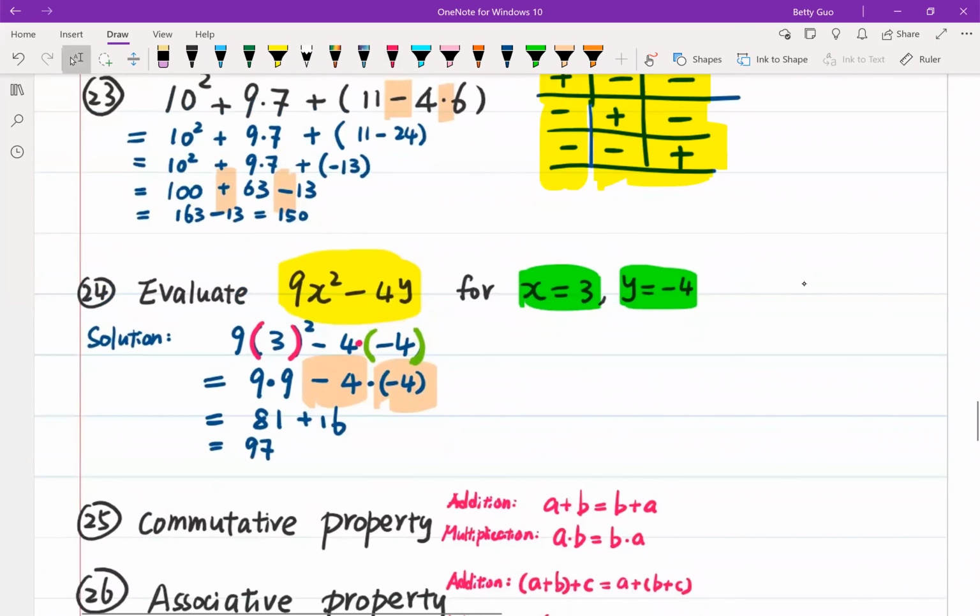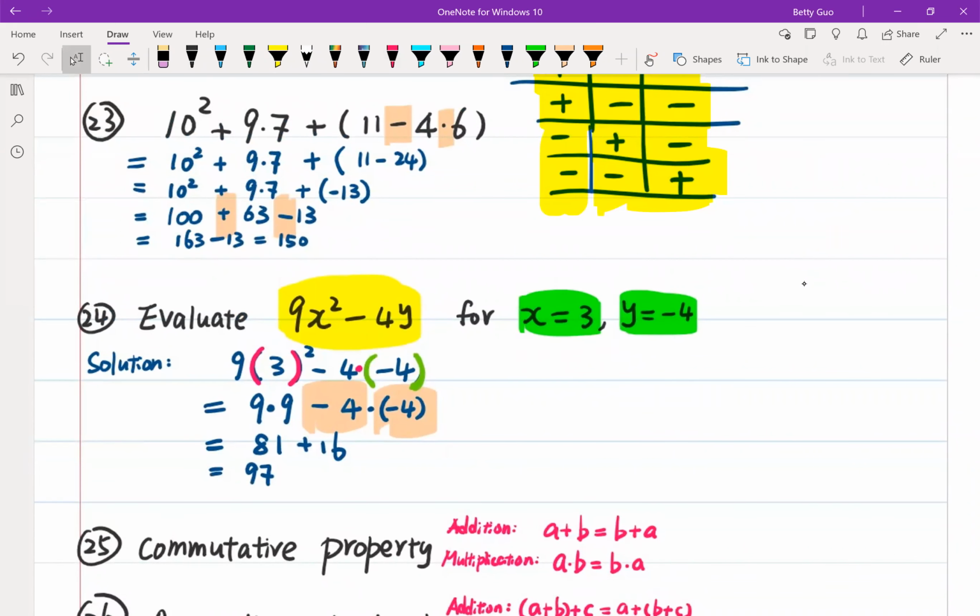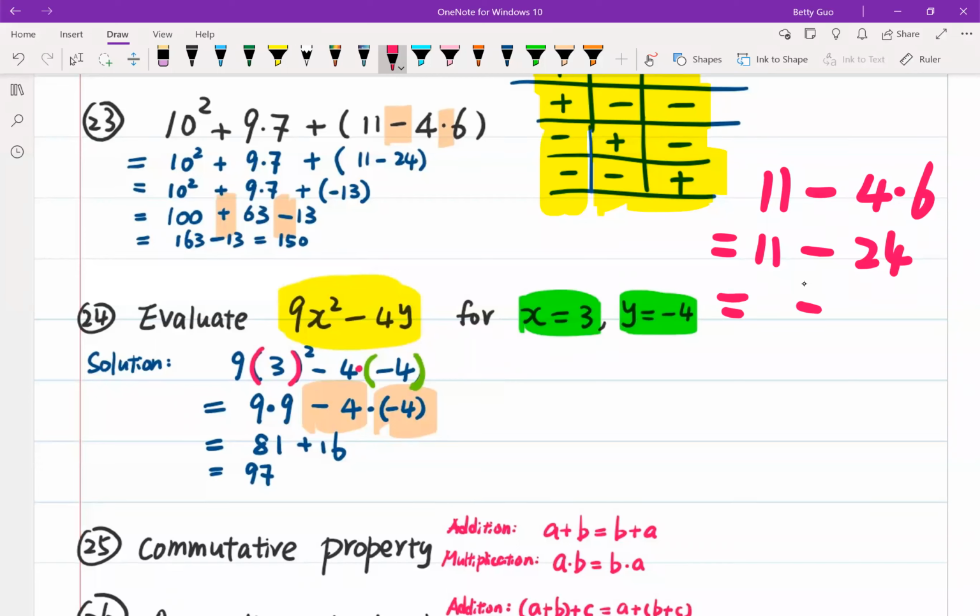Number 23. Simplify or evaluate the expression. Please excuse my dear Aunt Sally. We go from the parentheses. Inside the parentheses, we have 11 minus 4 times 6. Multiplication before subtraction. 4 times 6, 24. 11 minus 24, negative 13. So we have a negative 13 right here. 10 squared.